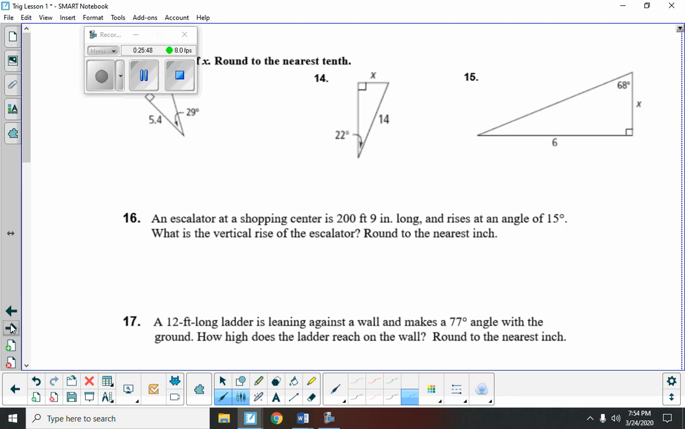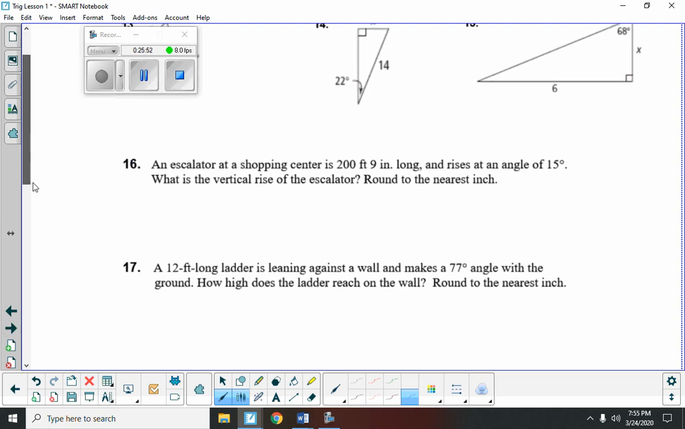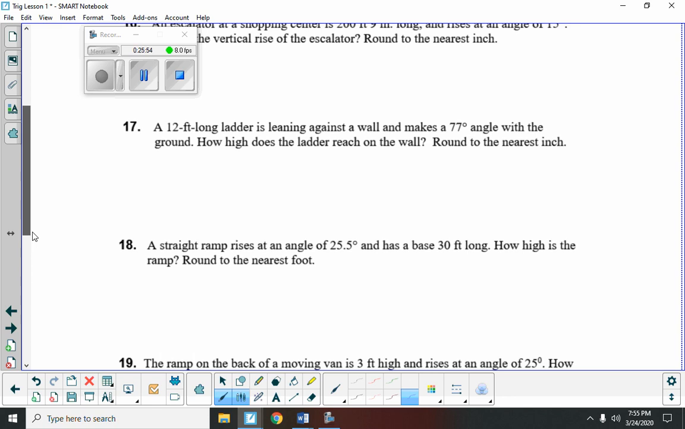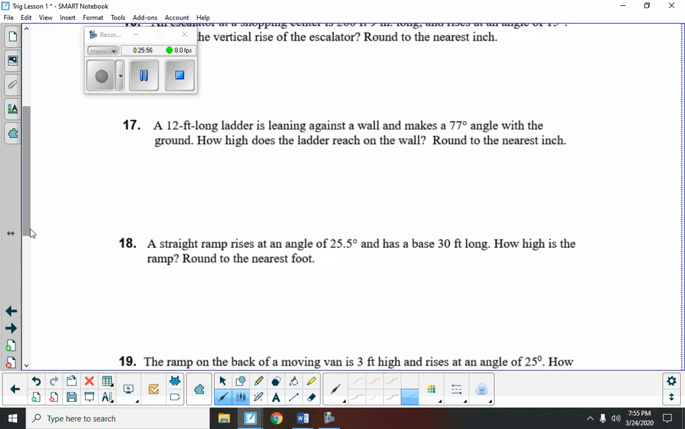On the next page, you have some word problems. So we already did this one in your homework. Let's look at this ladder problem. A 12-foot ladder is leaning against a wall and makes a 77-degree angle with the ground. So here we have a wall. Here is the ladder. This is the one that's leaning right here, and it's 12 feet. That's how long the ladder is. It's leaning against the wall. How high does the ladder reach on the wall?